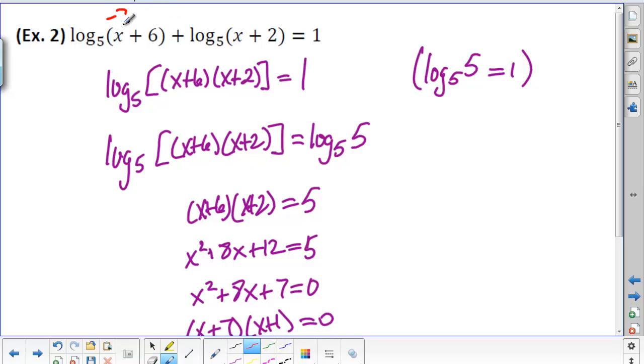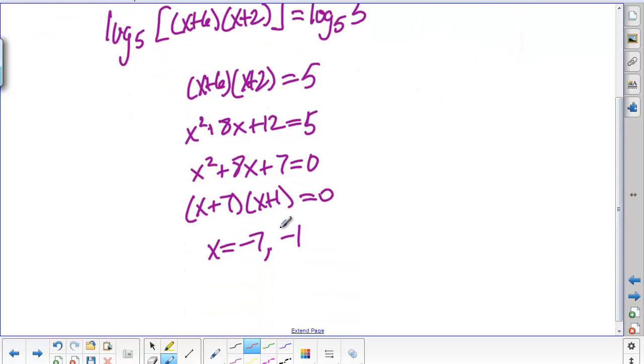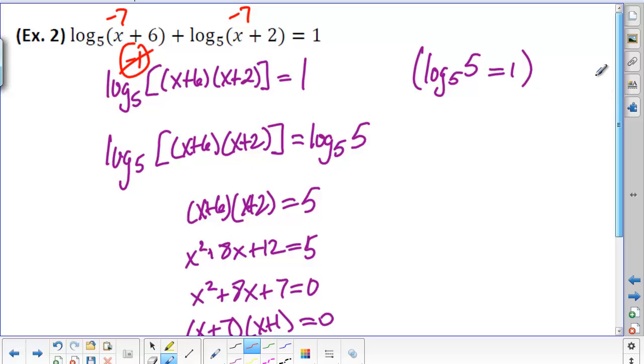If you put a -7 here, -7 plus 6 is -1. That's a problem. Okay, so -7 is out. Can't use it. If you put a -1 in here, -1 plus 6 is 5. -1 plus 2 is 1.